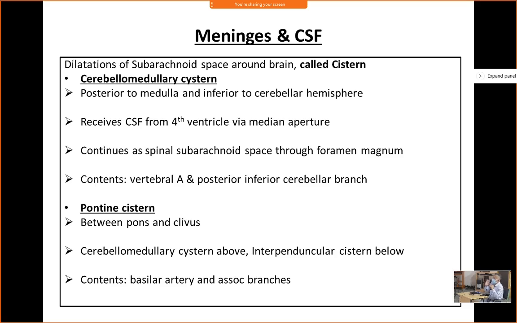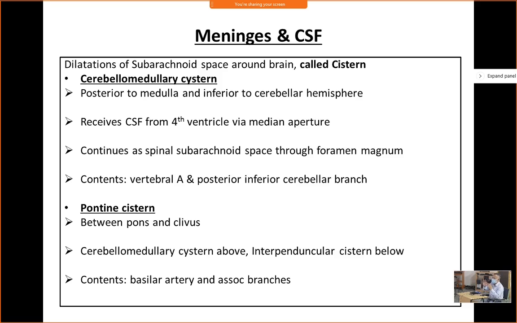the cerebellomedullary cistern. What does it receive? It receives CSF, because in the subarachnoid space your CSF is present. Now where is this CSF coming from? This CSF is coming from the fourth ventricle. Now, where is the fourth ventricle? Between the medulla and the cerebellum. Already I have said. Yes?